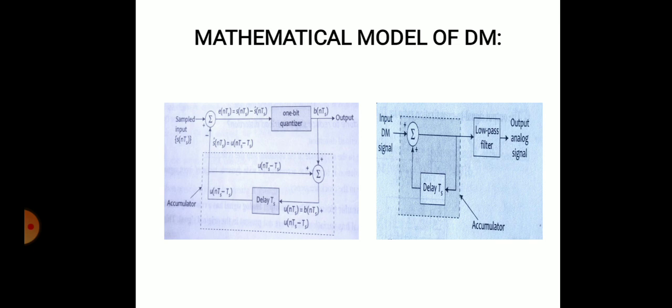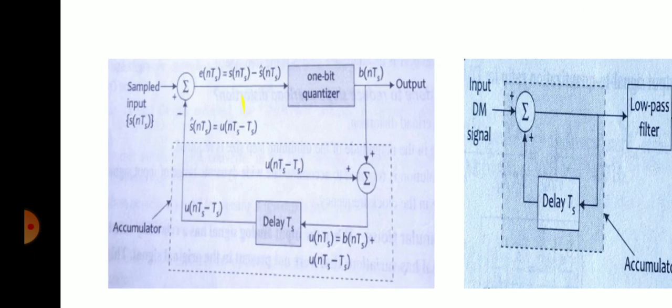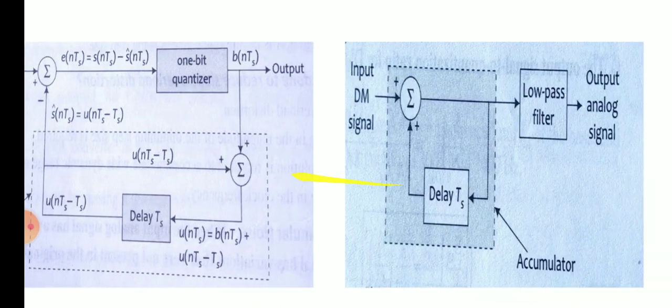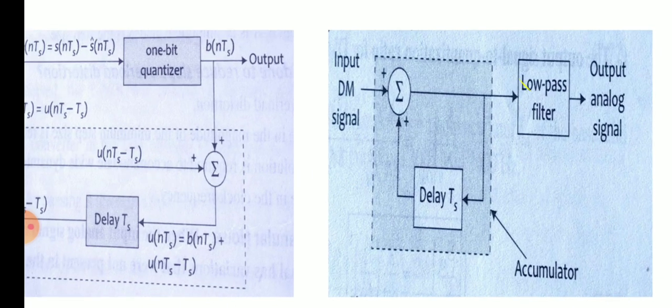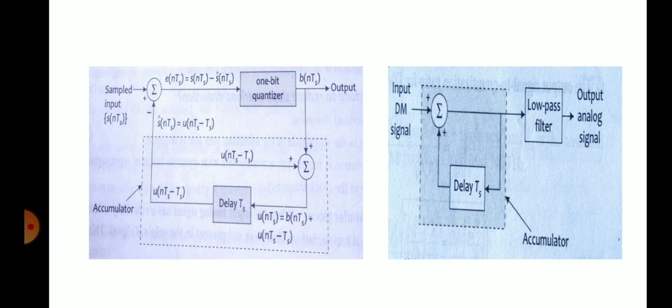Now, this is a mathematical model of delta modulation. Basically, the incoming delta modulated data sequence of positive and negative pulses is passed through an accumulator, in a similar manner as used in the delta modulated transmitter, and the output is passed through a low pass filter to remove the quantization noise. Here you can see the transmitter section. This is the transmitter section, and this one is the receiver section, transmitter and receiver section of delta modulation.